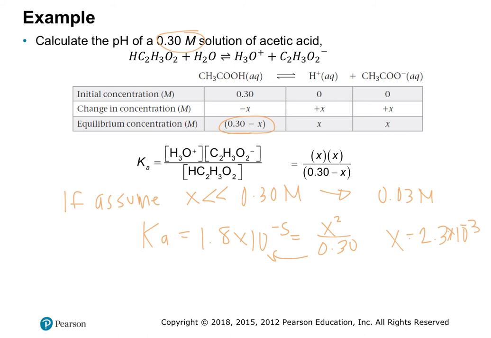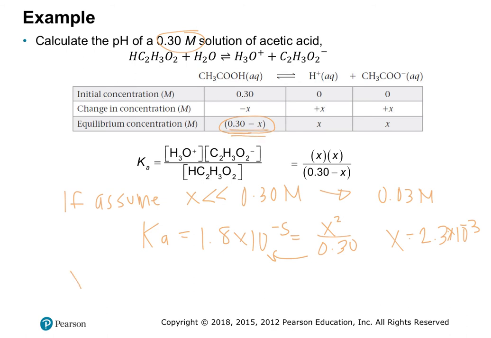Now we know hydrogen concentration, so you can see if it's pretty small. Basically we're calculating percent ionization: 2.3 times 10 to the negative 3rd divided by 0.3, and that is 0.7 or 0.8%, so it's very, very small. So basically if you're looking at the Ka and it's like 10 to the negative 4, 10 to the negative 5, or even smaller, then you're dealing with a pretty weak acid, and this subtraction is going to be negligible.